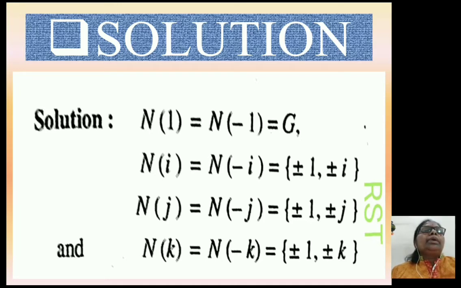Also multiplying by minus i to the set on the RHS, we get the set plus minus 1, plus minus i. Similarly, Nj equal to n minus j equal to the set plus minus 1, plus minus j, and Nk equal to n minus k equal to the set plus minus 1, plus minus k.